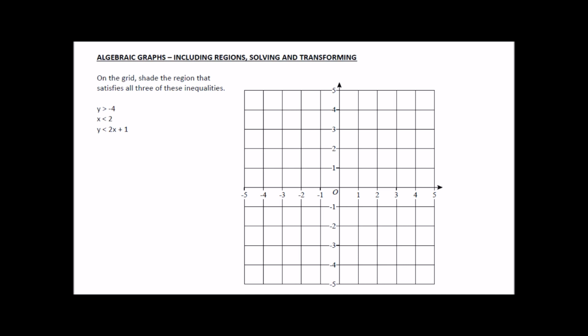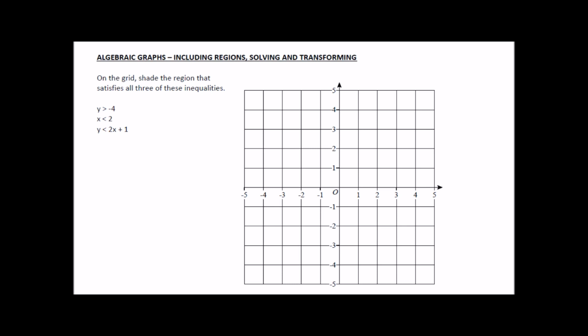Regions and inequalities. On this, you just graph each of those different equations, remembering that if it's greater than or equal to, it will be a solid line, but if it's just greater than or less than, it's a dotted line. So it's really important on each of these, you'll see that none of them are equal to, so each of them will be a dotted line.